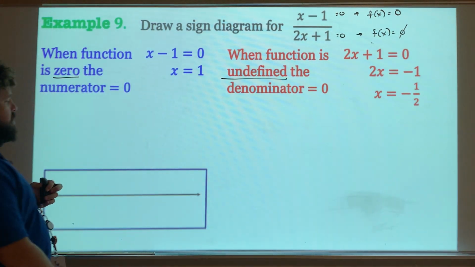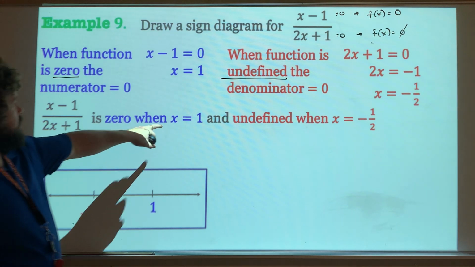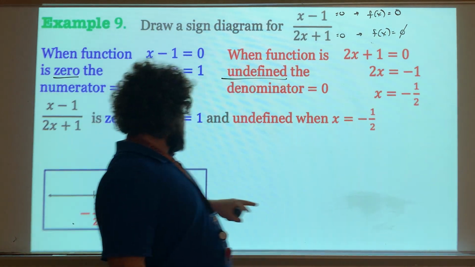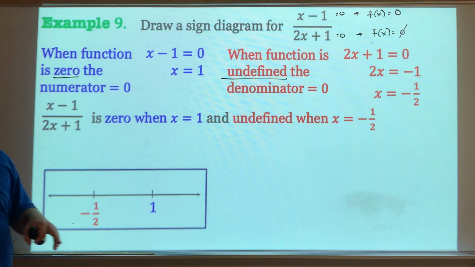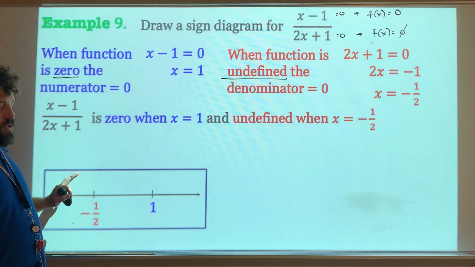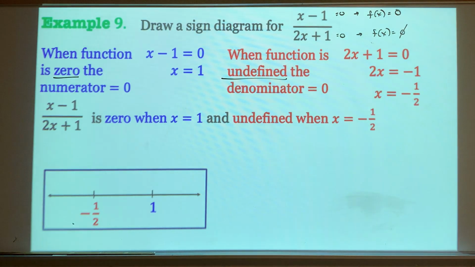0, undefined. So let's look. x minus 1 over 2x plus 1 is 0 when x equals 1, and it's undefined when x equals negative 1/2. So you write these both in here as zeros. Okay? This is your 0. This is when it's undefined. So your sign curve can change. You just need to know that your 1 is a 0.